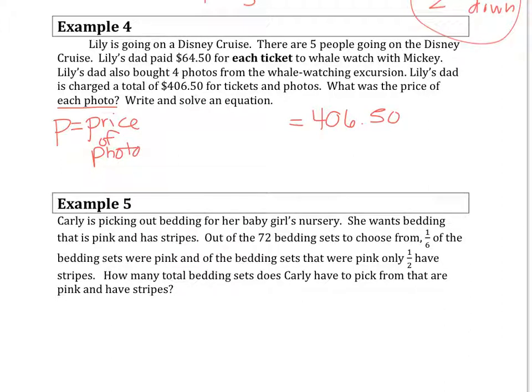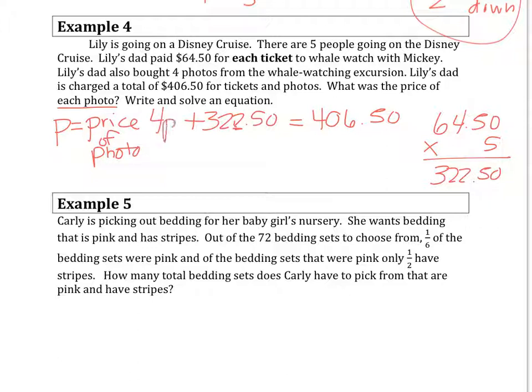Now, he already paid for the whale watching experience, which 5 people went on. $64.50 times 5. This is going to be how much he simply paid for them to go on the whale watching portion, which was $322.50. That he had to pay no matter what happens because that was part of the tickets. We already know that cost. Then he paid for the photos of the event, and there were 4 of them. So 4 times the cost of the photo.